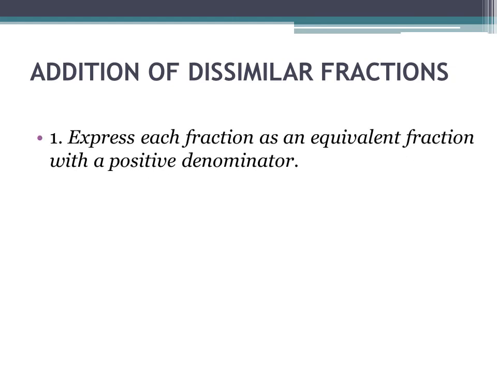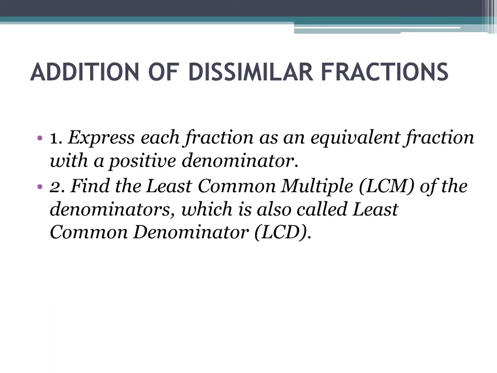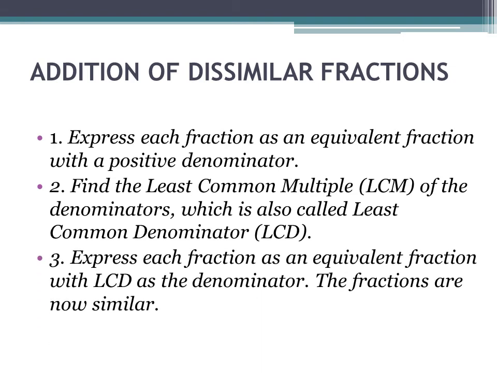For example, here are the steps in solving dissimilar fractions. First, express each fraction as an equivalent fraction with a positive denominator. Second, find the least common multiple or LCM of the denominators, which is also called the least common denominator or LCD. Then, express each fraction as an equivalent fraction with the LCD as the denominator. The fractions are now similar. Add the similar fractions. So, always remember the 4 steps in solving dissimilar fractions.